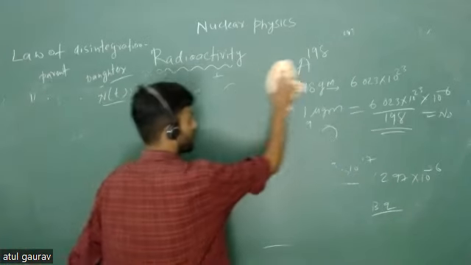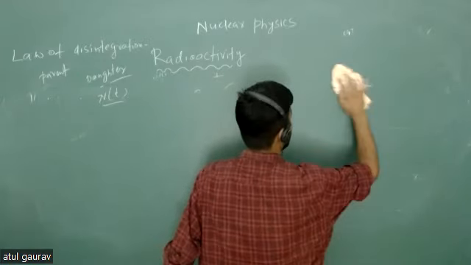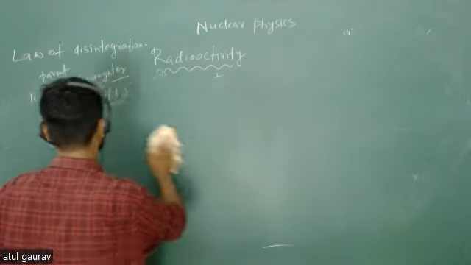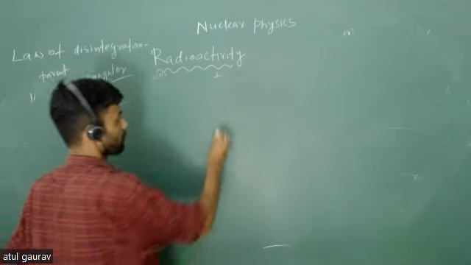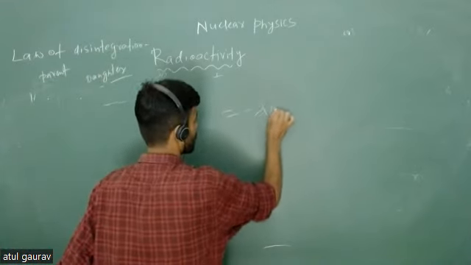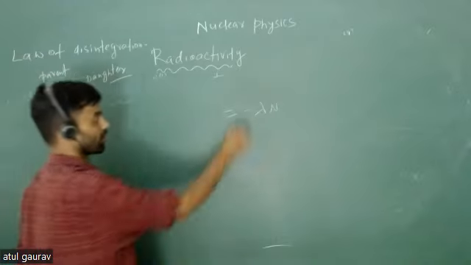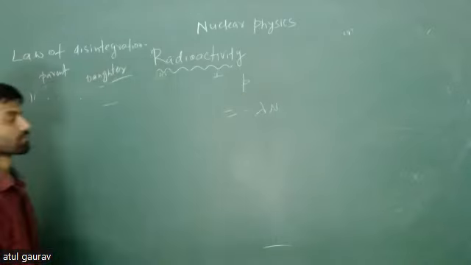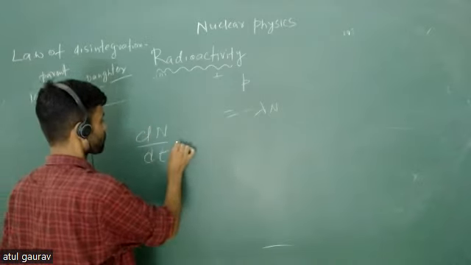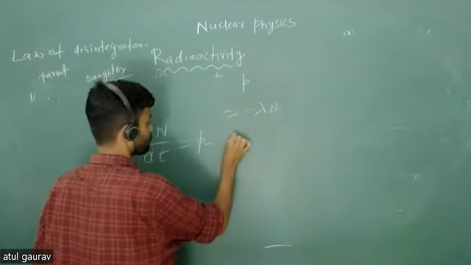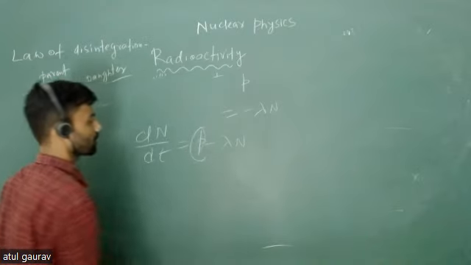See, lambda is given, it means this nucleus is decaying, right? So the decay rate will be how much? Minus lambda n, right? Production rate is given. So net dn by dt, how much will it be? P minus lambda n. Yes, sir, because this is the production rate and this is the decaying rate.